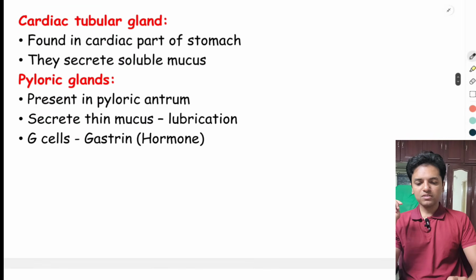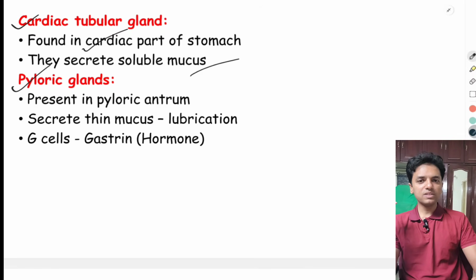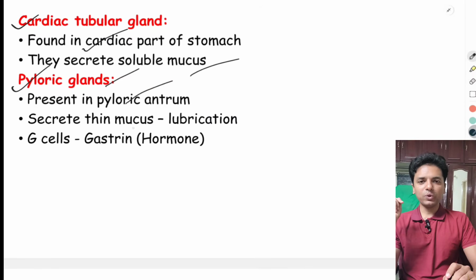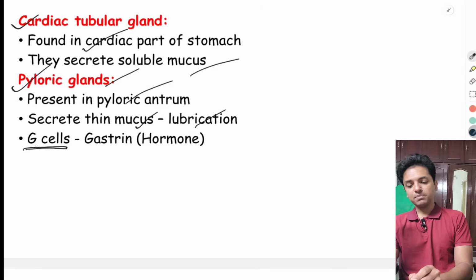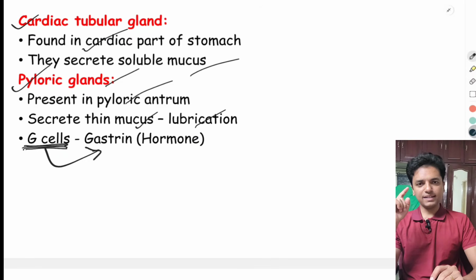So apart from the main oxyntic glands, as I have already told you, there are two more types of glands. The cardiac tubular gland is there, and then you also have the pyloric glands. As the name suggests, the cardiac tubular glands are present in the cardiac part of the stomach, and they secrete the soluble mucus. Then we have the pyloric glands. These are present in the pyloric antrum, and they secrete a thin mucus which is helpful for lubrication. One more important type of cell is present in these pyloric glands, which are called the G cells, and they secrete an important hormone called gastrin.